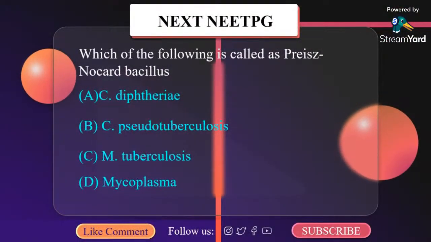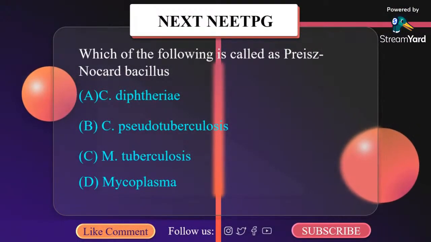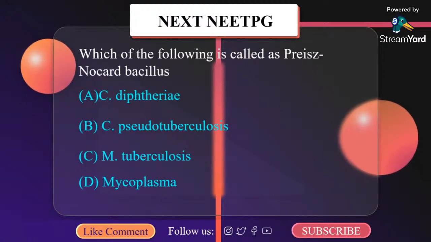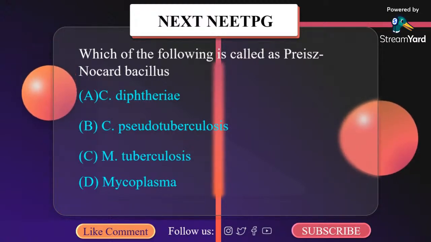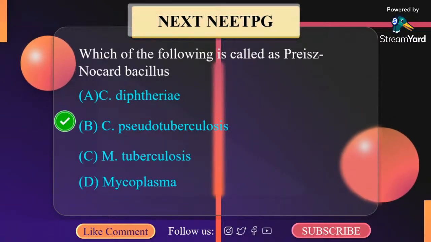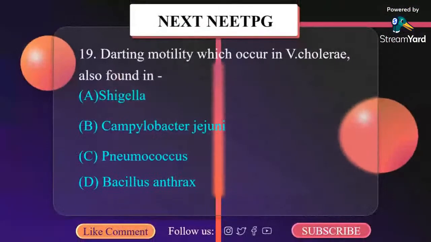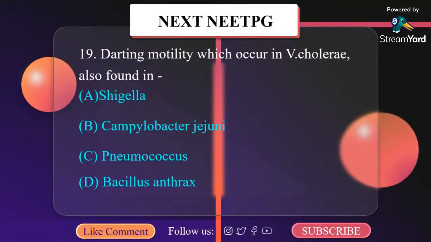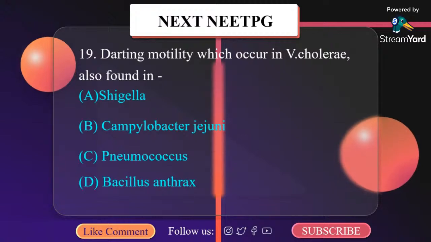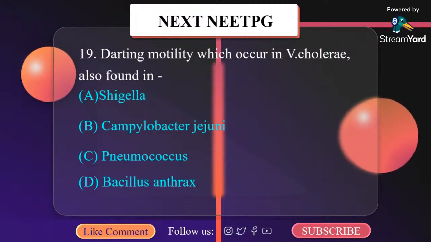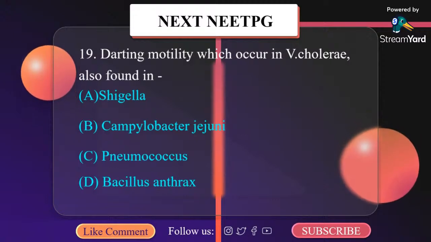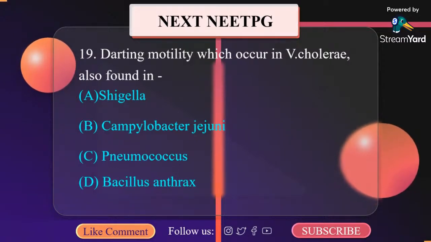Which of the following is called the Prisoner's nocardia bacillus? It is Corynebacterium pseudotuberculosis. But let us look at the options. A. Corynebacterium diphtheriae, B. Corynebacterium pseudotuberculosis, C. M. tuberculosis, D. Mycoplasma. So the correct option here is B. Dark motility which occurs in Vibrio cholerae is also found in A. Shigella, B. Campylobacter jejuni, C. Pneumococcus, D. Bacillus anthracis. We know very well it is Campylobacter jejuni which gives dark motility like cholera.